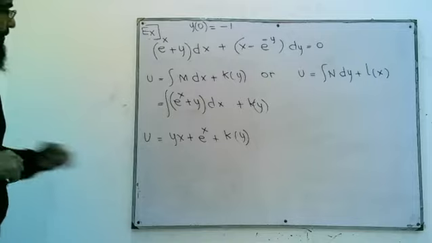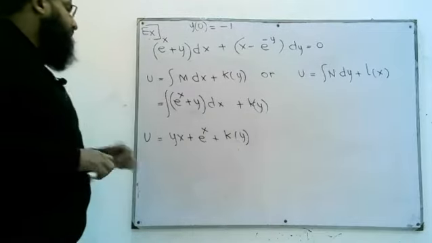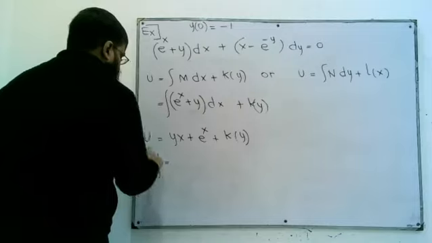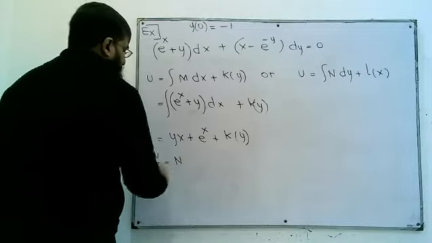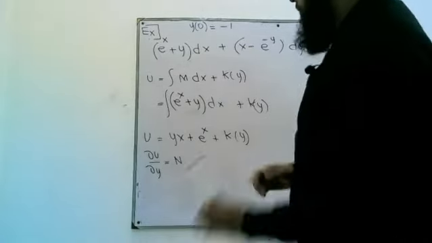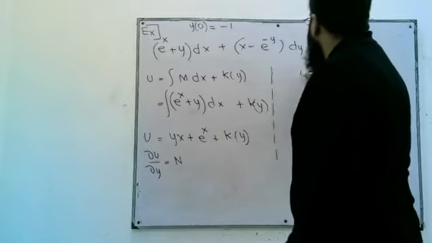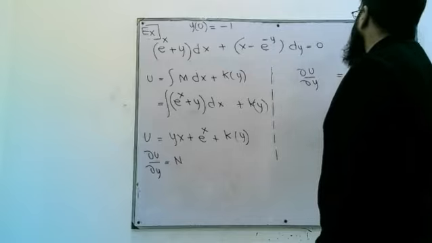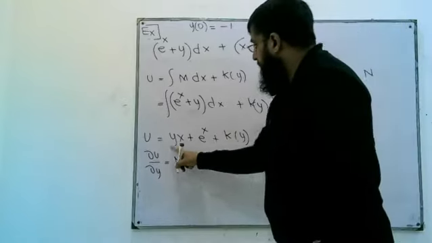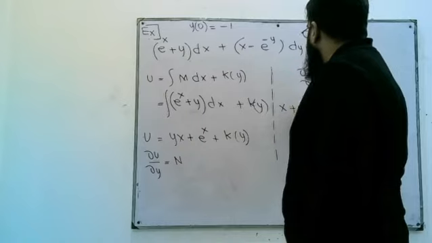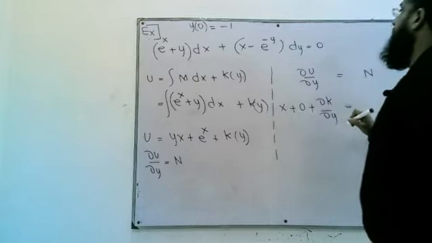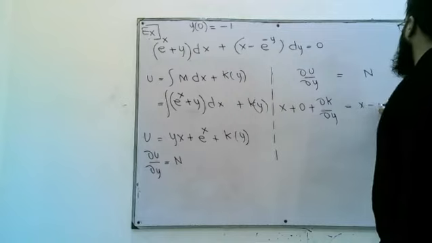So we have computed the solution, but we are only left with this k of y. For that, of course, we always use the partial derivative, partial u over partial y, which should be equal to N. So we use this to find the unknown k of y. You already know this. Partial u over partial y is x times y, so x plus 0, because it's not a function of y, plus partial k over partial y. And this N comes out to be x minus e to the minus y.